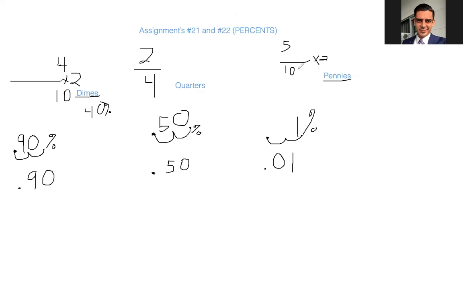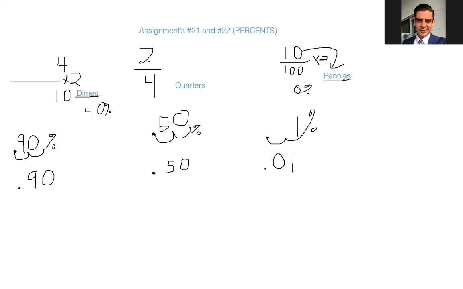And then the top number, 5 times 2, is 10. So then the top one would turn into a 10. So now this is a shortcut for me. So if you have 10 pennies, then that's 10 cents. So it's 10%.